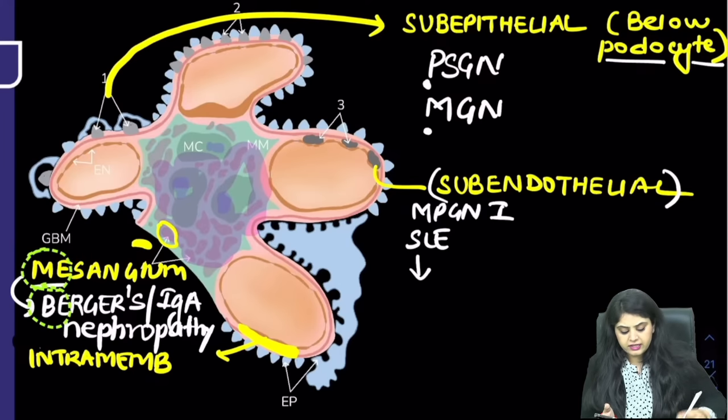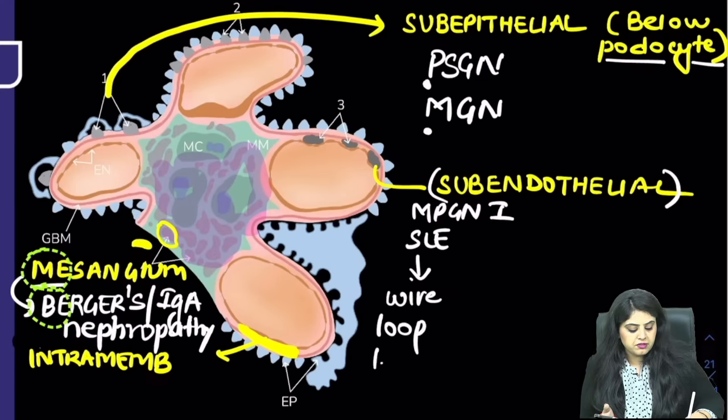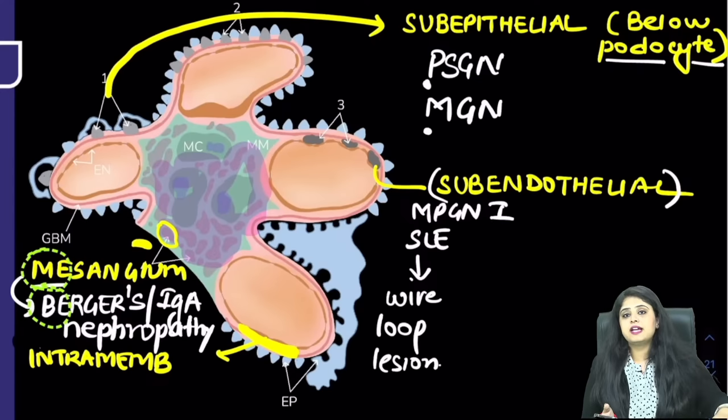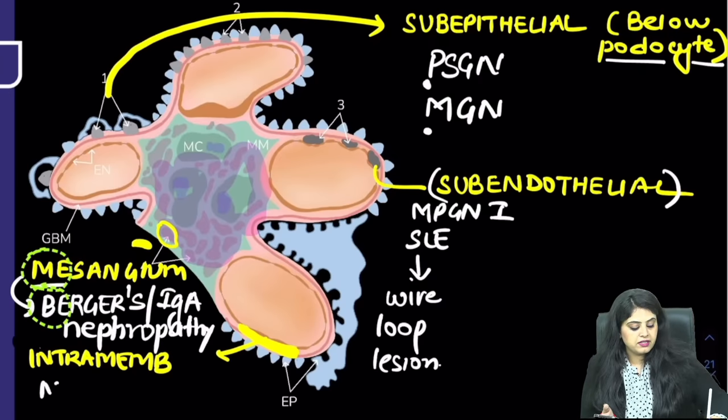What lesion occurs in SLE, guys? What is that famous lesion in the kidney that is known as the famous wire loop lesions? I'm coming to that in exactly 5 minutes, but that is subendothelial. Now what am I left with? Only one thing, that is MPGN type 2. MPGN type 2 is intramembrane.